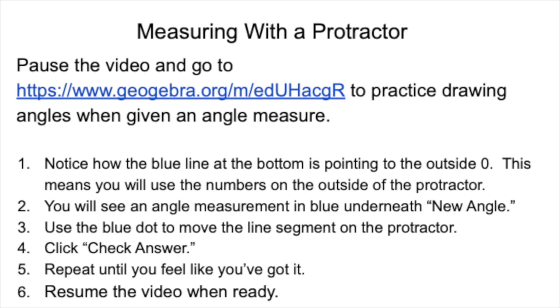You'll see an angle measurement in blue underneath the words new angle. You'll use the blue dot to move the line segment on the protractor. When you've measured that angle correctly, click check answer and repeat this process until you feel like you've got it, and then resume the video when you're all done.